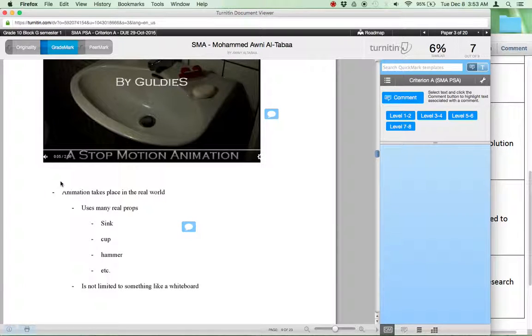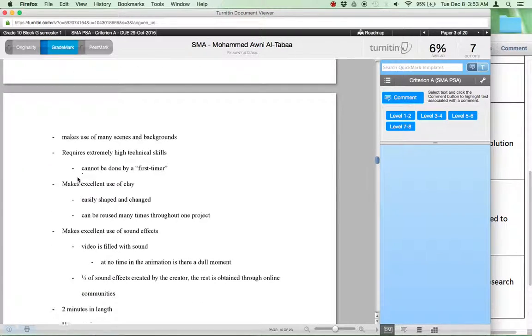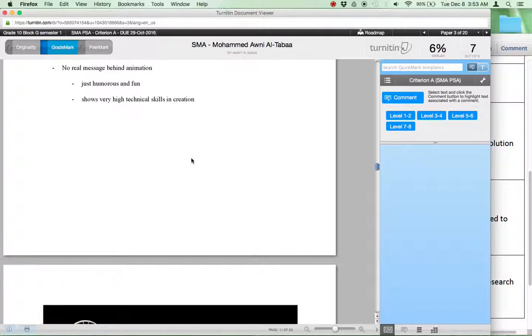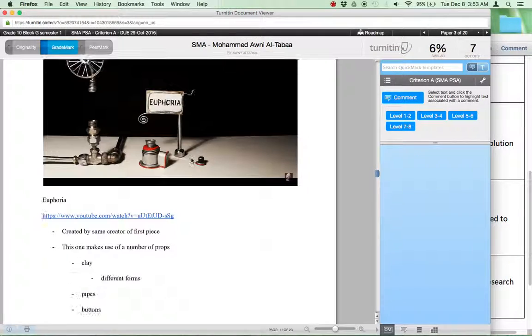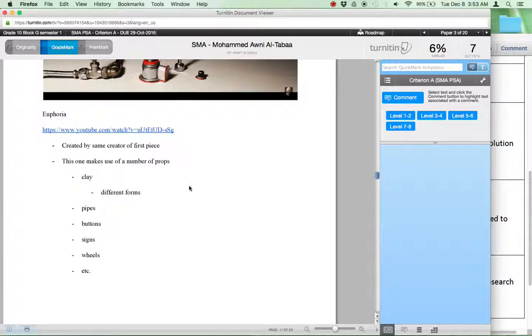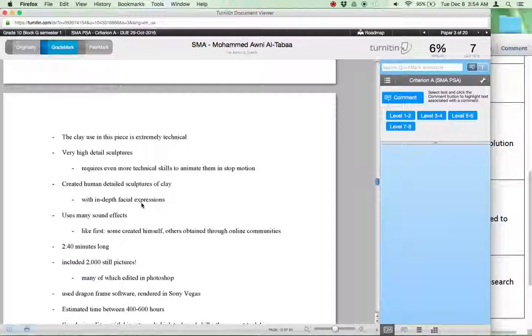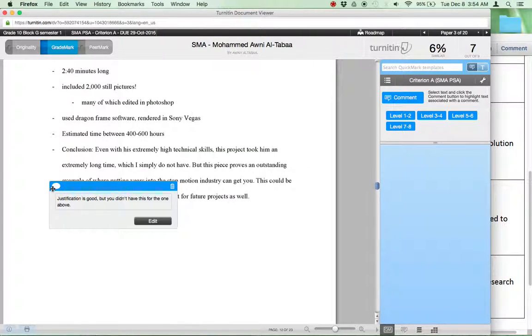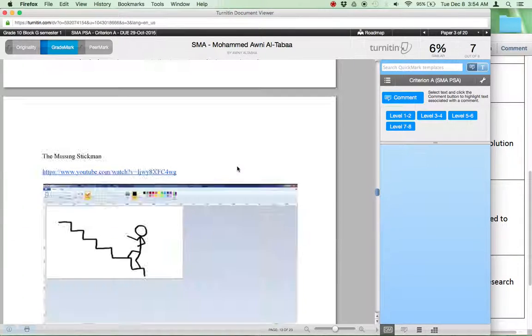However, in this case, you can see his list was very extensive, very detailed. So he was actually giving really good information in his list. Same pattern again, has its pictures, has its links, but he's listing. That's not good. We come down here. Justification is good, but you didn't have this in the one above. So he missed it in the one above, but he has it right here.